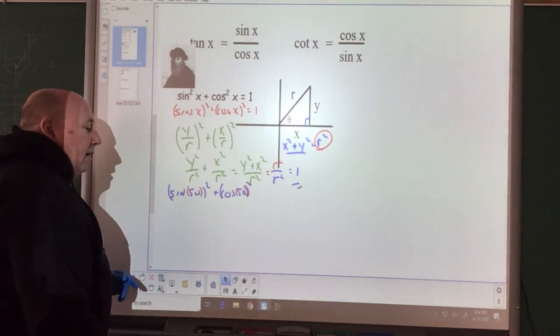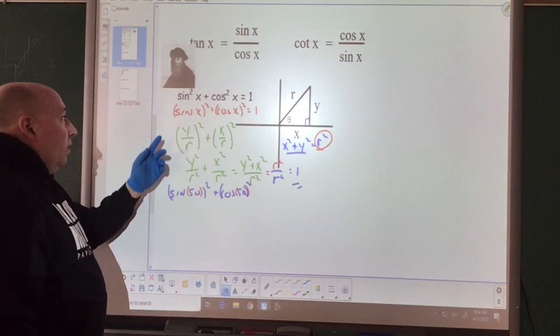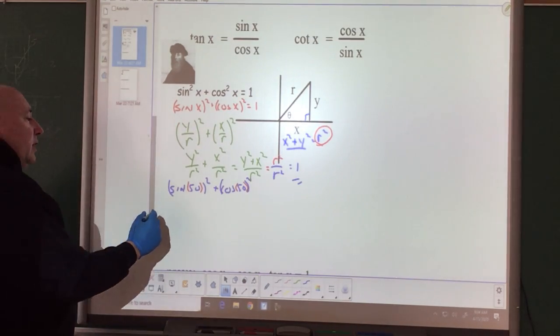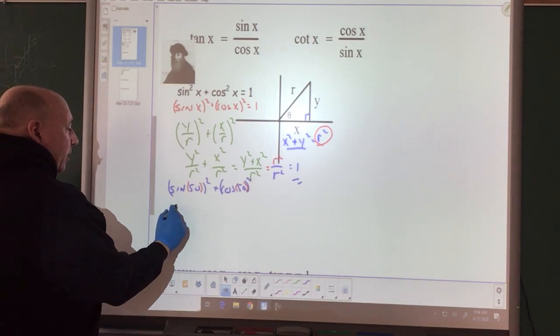Now from this we have some offshoots. We have sine squared plus cosine squared is equal to 1.